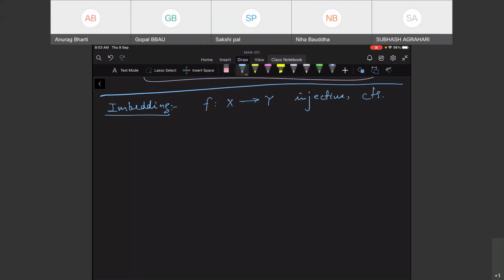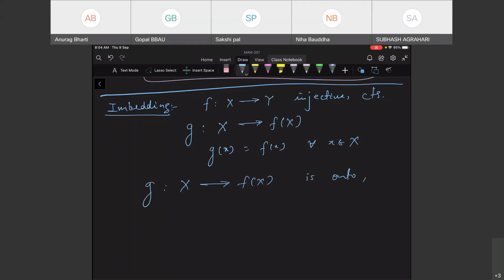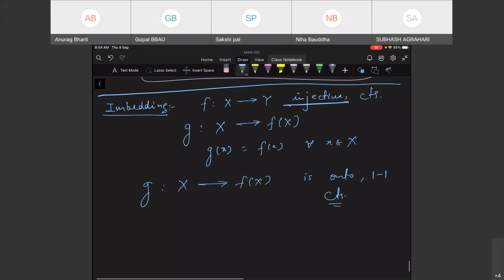Then we say this map G from X to F(X), which is nothing but G(x) equal to F(x) for all x in X, is in fact the same map F from X to F(X). So you clearly know this map. Let me write it G only. So this G is clearly onto. Now we started with F as one-one and continuous.